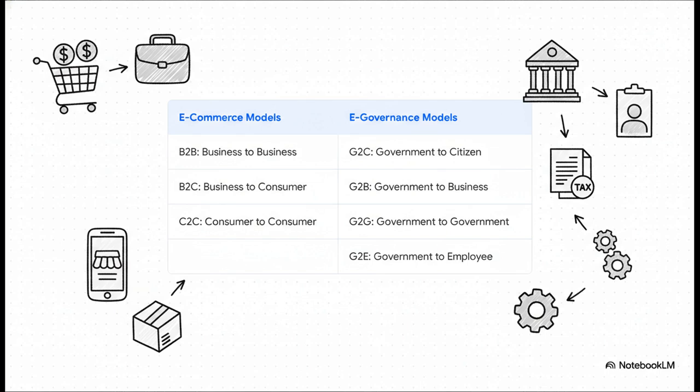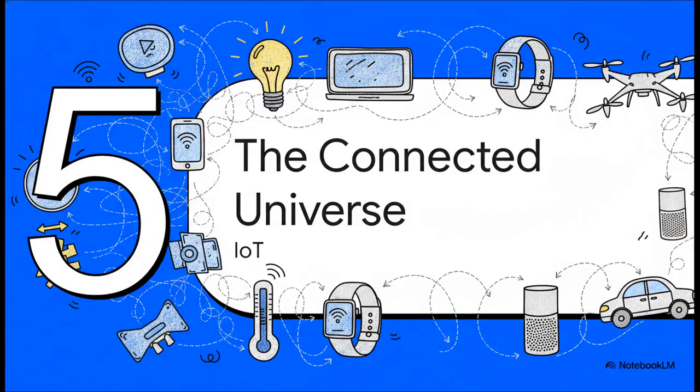Then on the other side, we have e-governance. That's just a fancy way of saying the government using tech. Think about paying your taxes online. That's government to business. Or renewing your driver's license from your couch. That's government to citizen. See? Pretty straightforward.